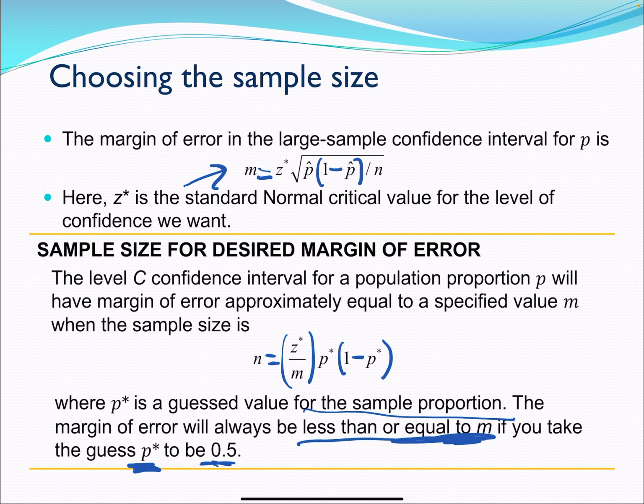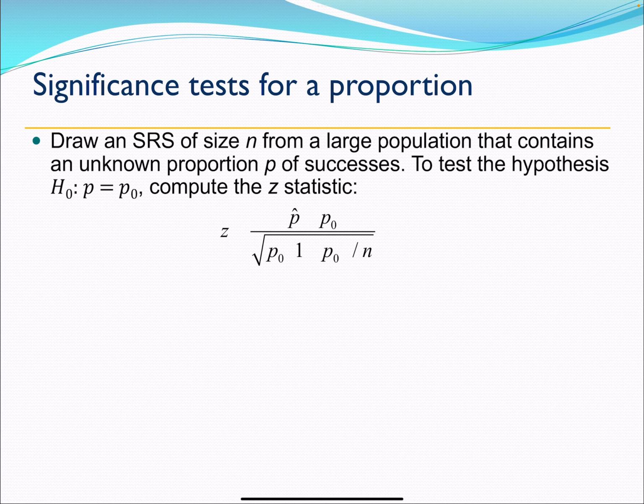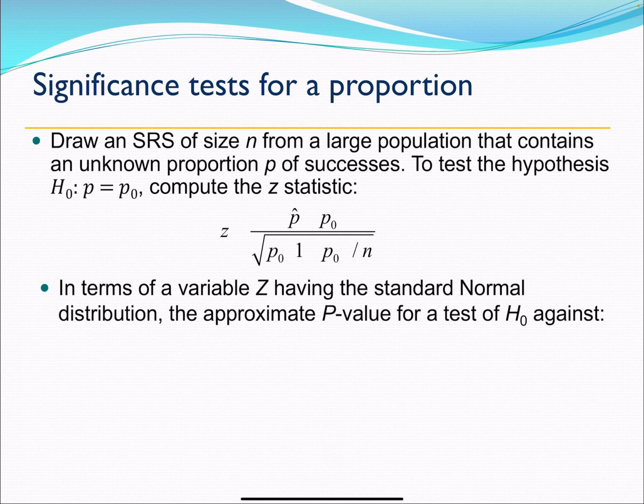So let's conduct a significance test for this proportion and find a +4 confidence interval. Significance tests for a proportion are pretty much the same as for a mean. It fits a normal distribution. So I want to test my hypothesis that P equals P naught, where Z is P hat minus P naught over the square root of P naught times 1 minus P naught divided by n.